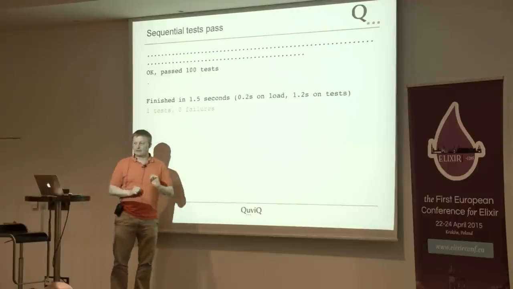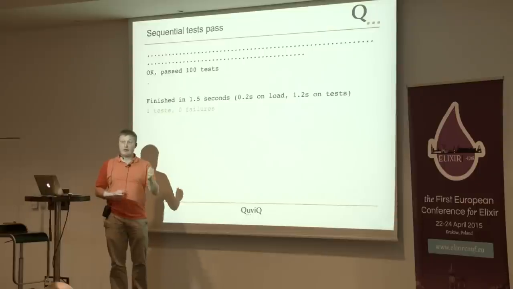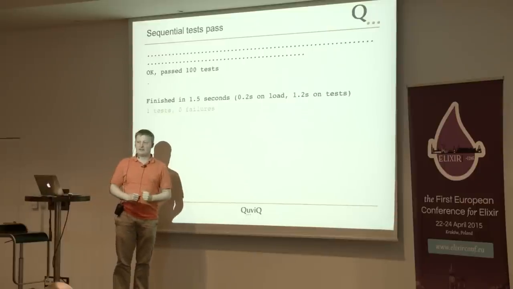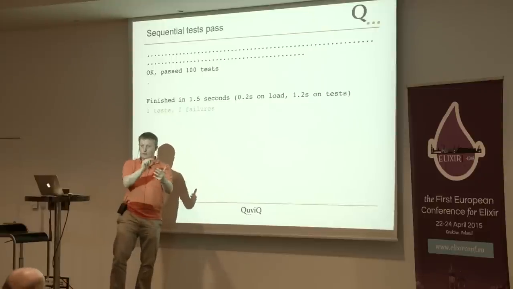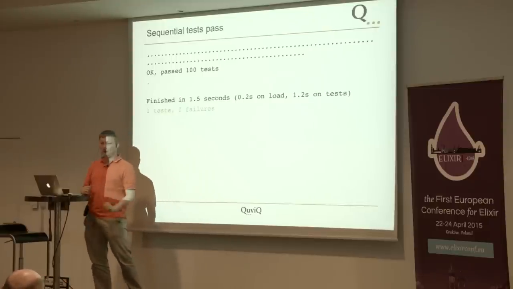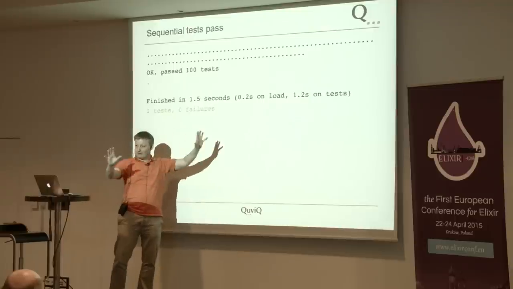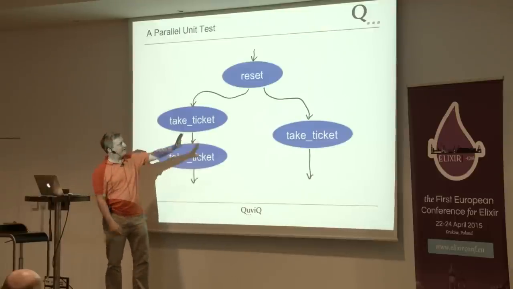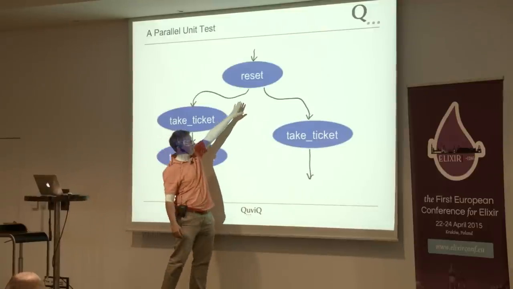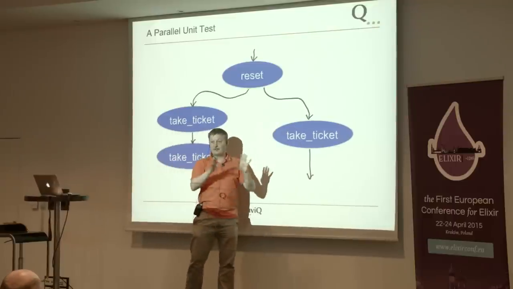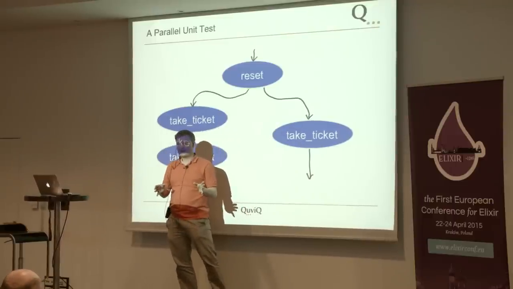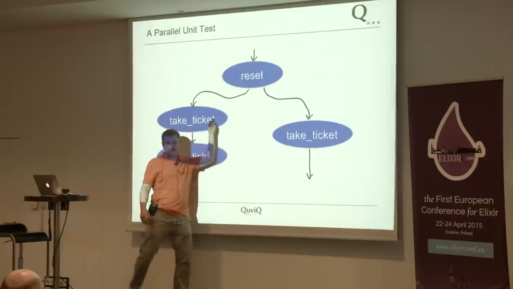But my ticket dispenser was very, very simple. Now that we have an electronic ticket dispenser, we can actually use concurrency. Right? So we can have this on the web. You can, with your phone, get your ticket. That's cool. So you have a concurrent model. You could get in this situation where you do a reset, and then two people at the same time try to take a ticket. And this one actually takes two tickets.